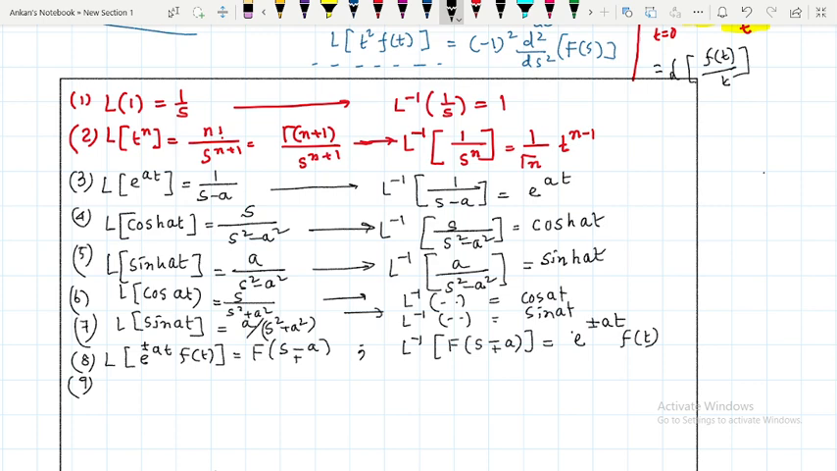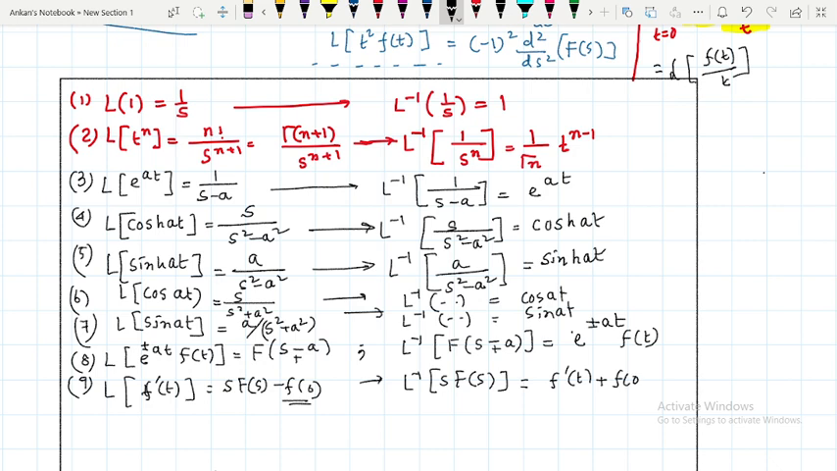Now we have learned the derivative: Laplace of f'(t) is sF(s) minus f(0). So the inverse of sF(s) is nothing but f'(t) plus f(0) with some delta(t). It should be carefully noticed that at t equal to 0, only the value of f(0) will survive, otherwise the value will get cancelled.